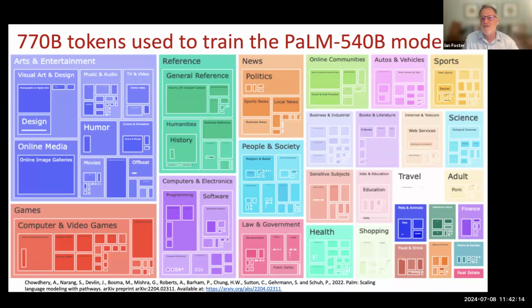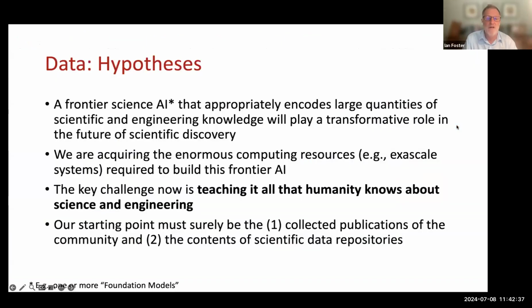This is to point out that this is the data used to train one of the mid-range models, PaLM 540B. Just point out science is a pretty small part of it. Bigger than adult content, but smaller than sports. So obviously we'd like to expand that, and we think expanding it will make a big difference.